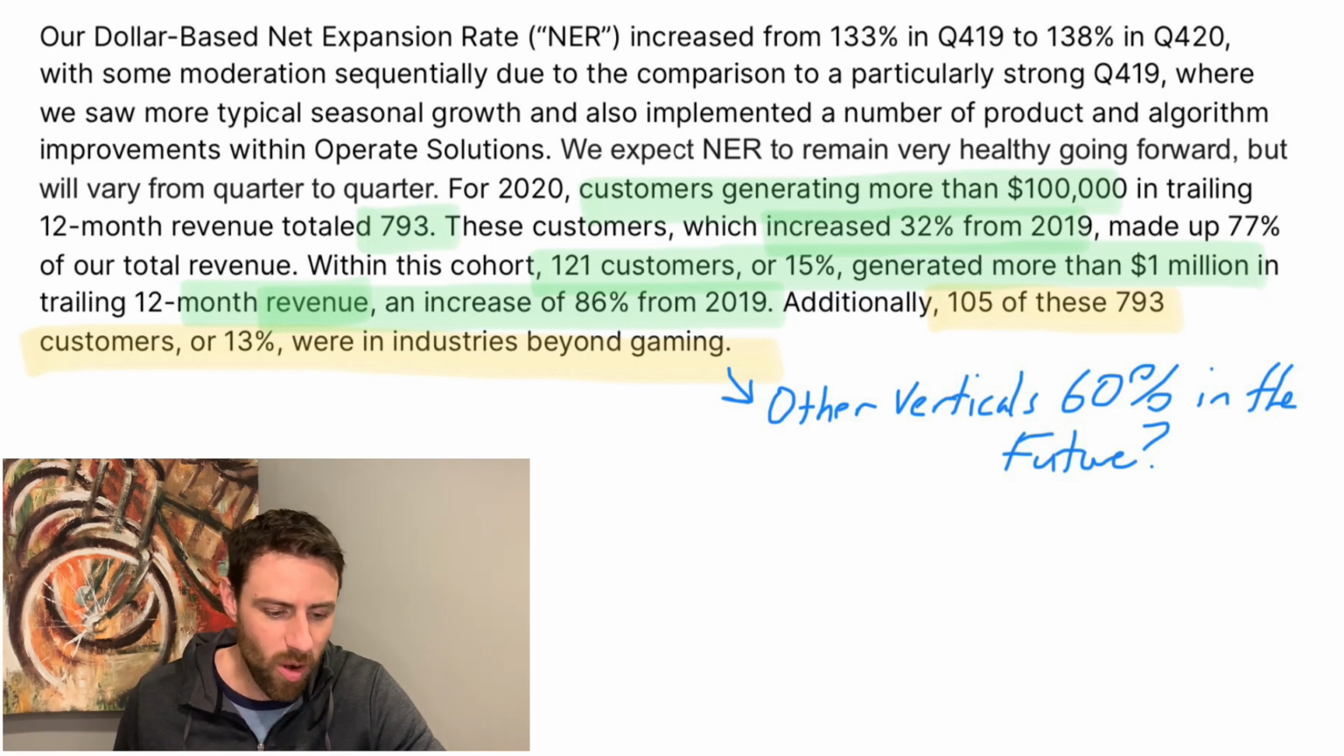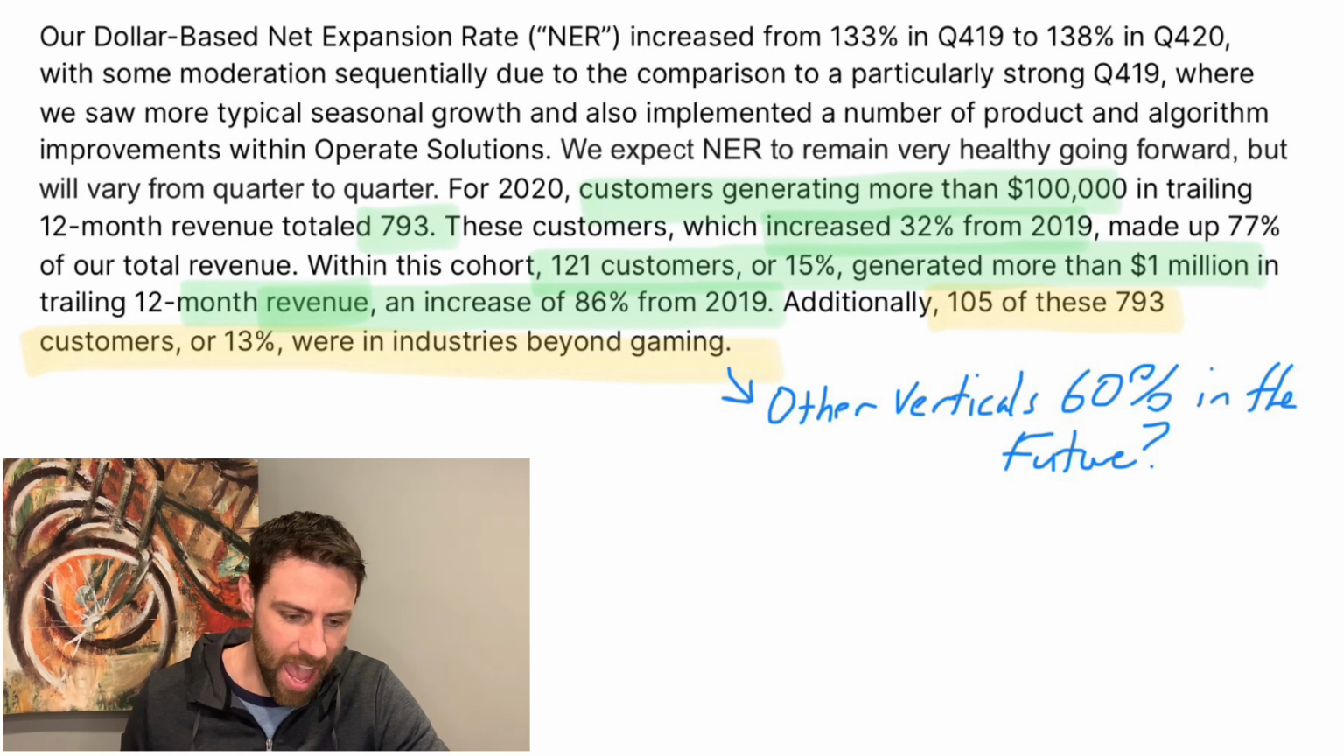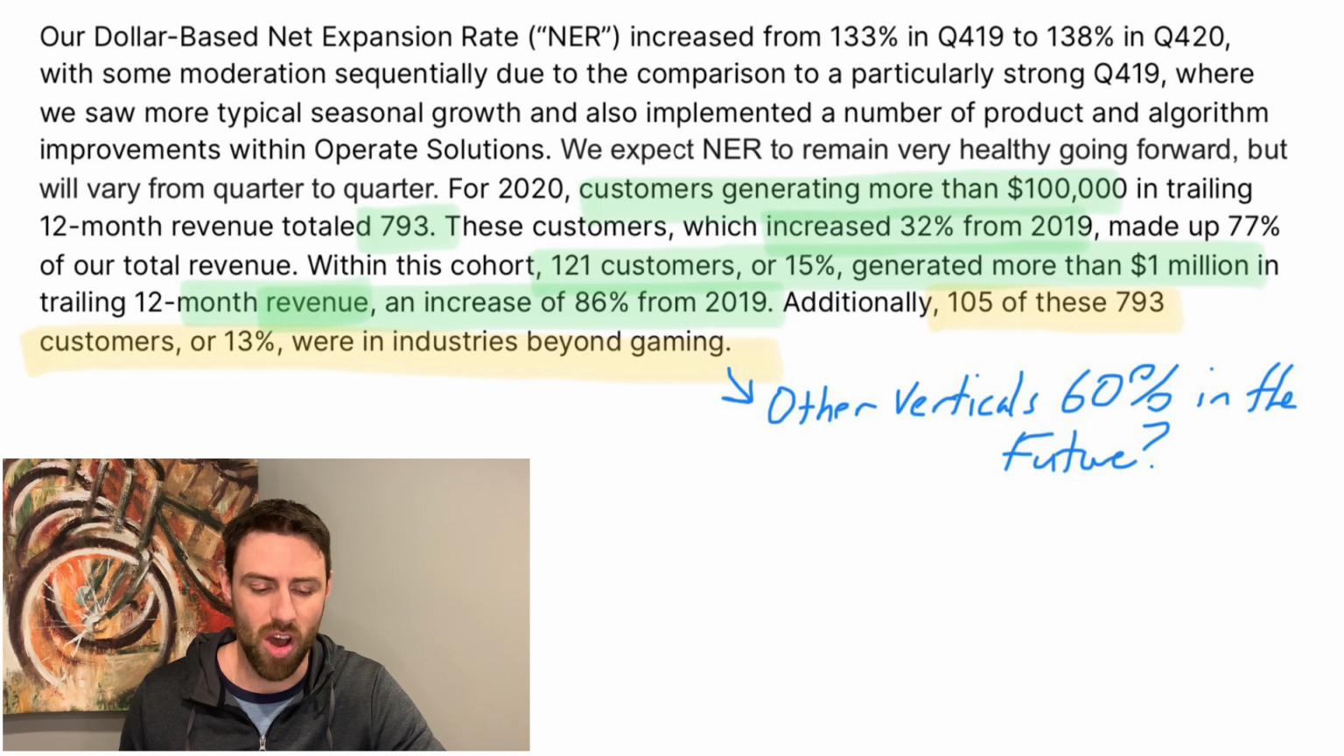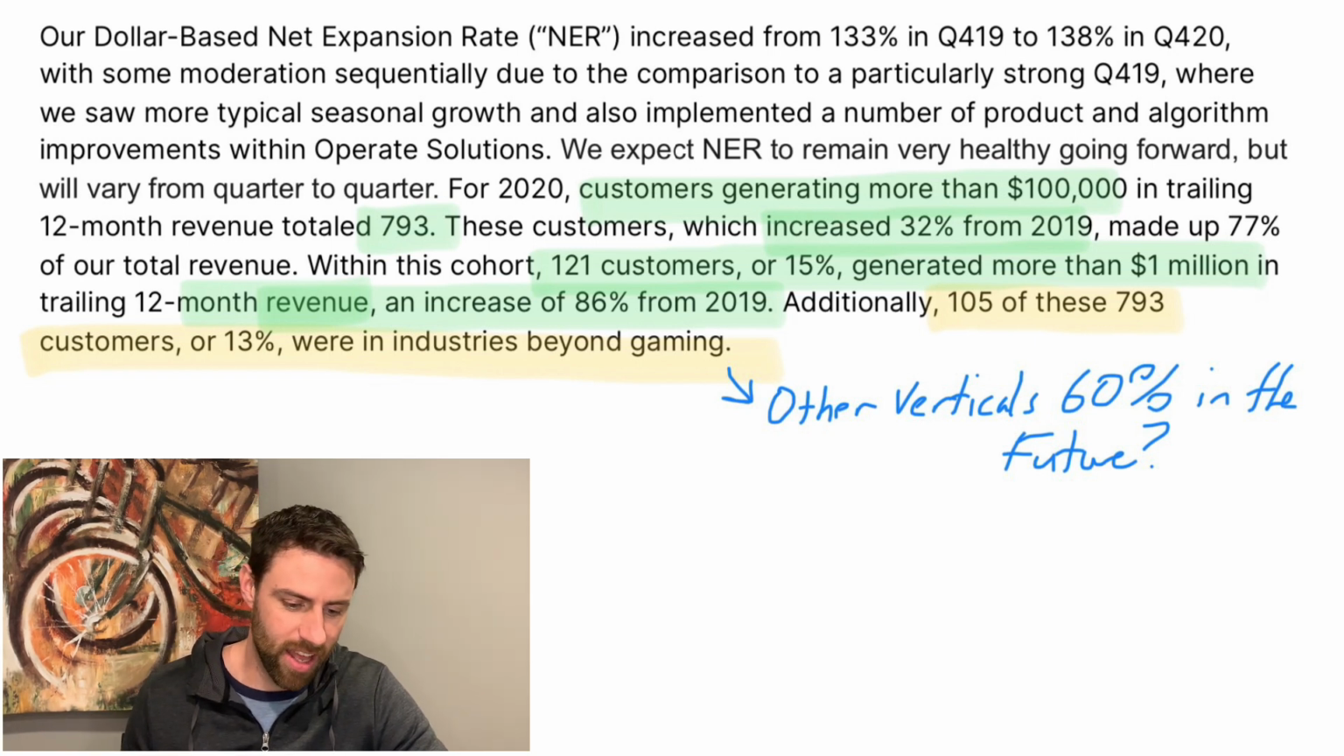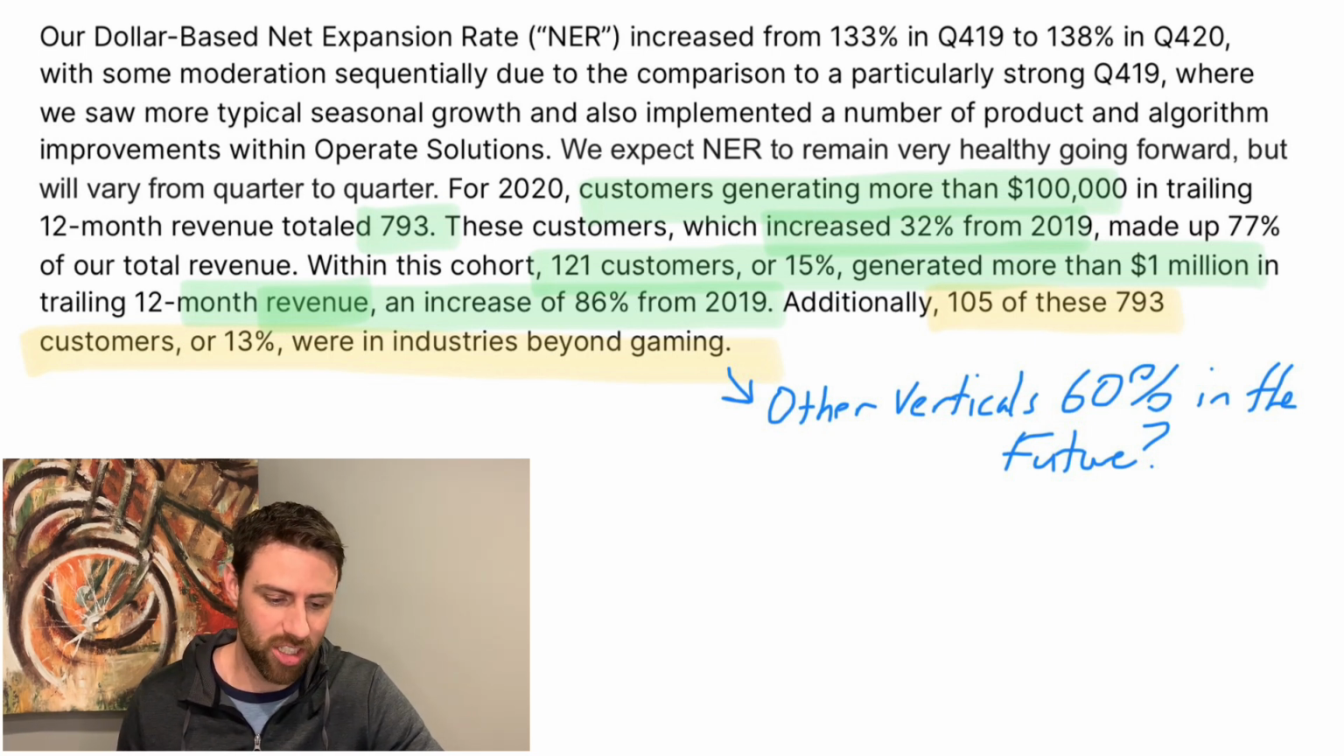And right now, 105 of those 793 customers, or 13%, were in industries beyond gaming. So it's still relatively low. And they speak to the fact that in their Q4, these other verticals, long-term, they see making up 60% of their market share in the future. So there's tremendous upside in these other verticals, whether it's education, engineering, movie production, etc. So that'll be really interesting to watch, and I think there could be a lot of upside there.